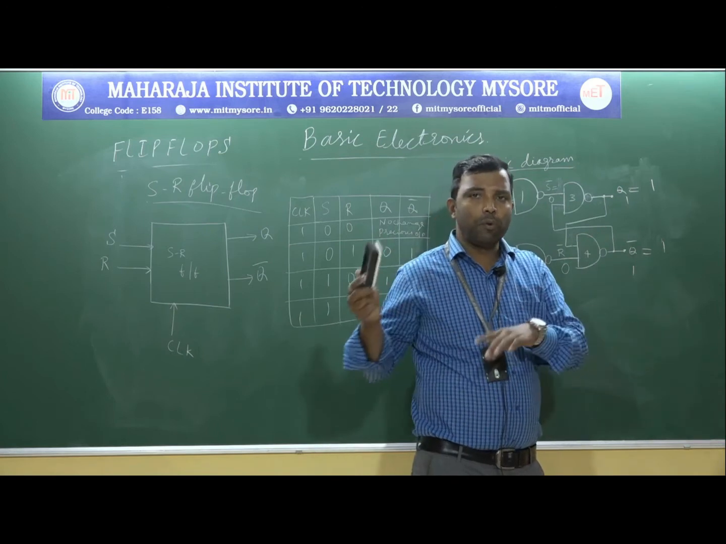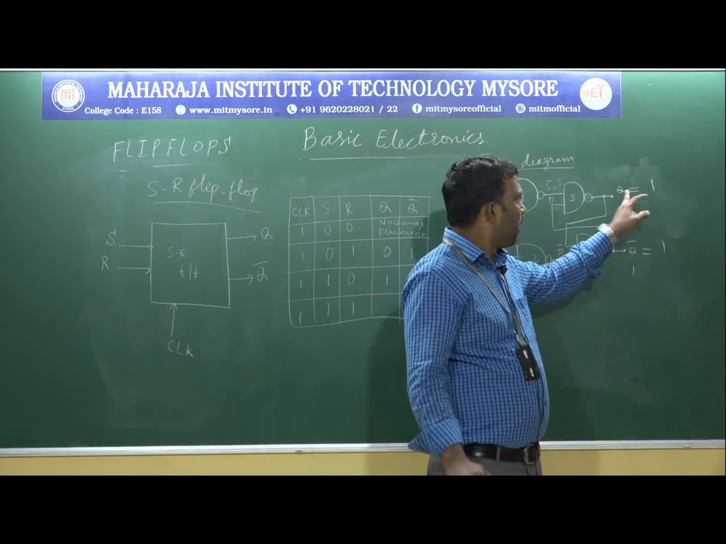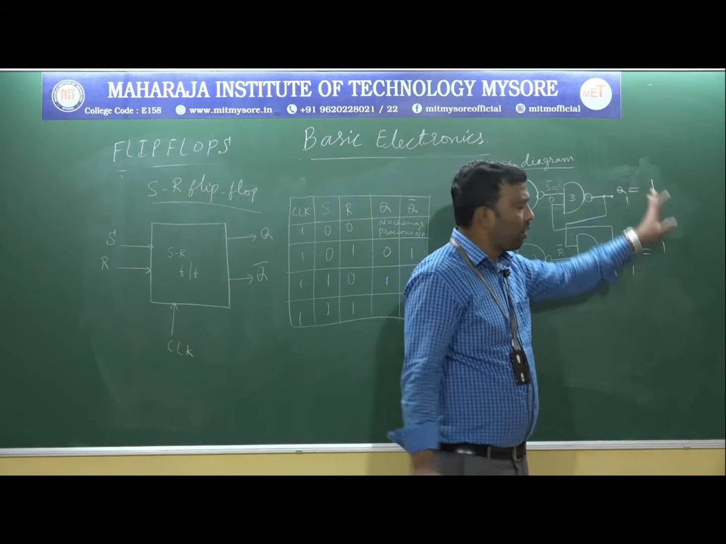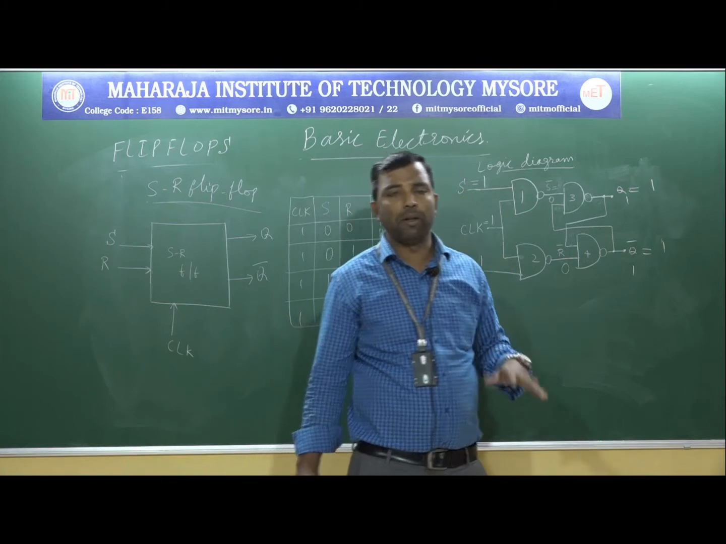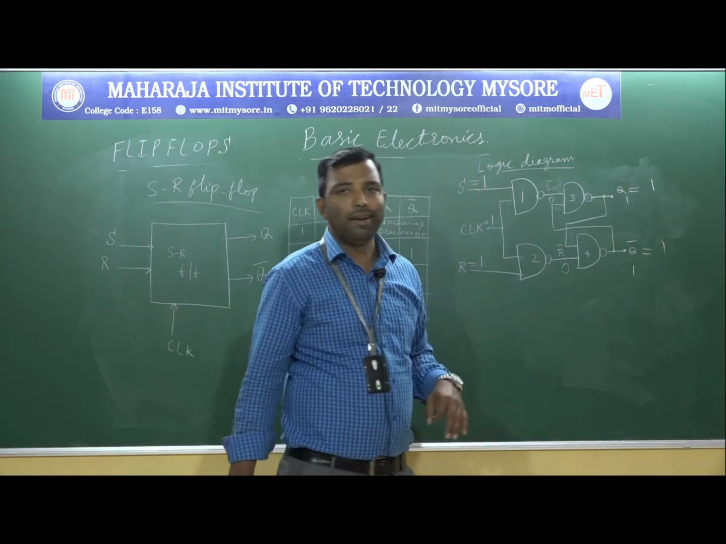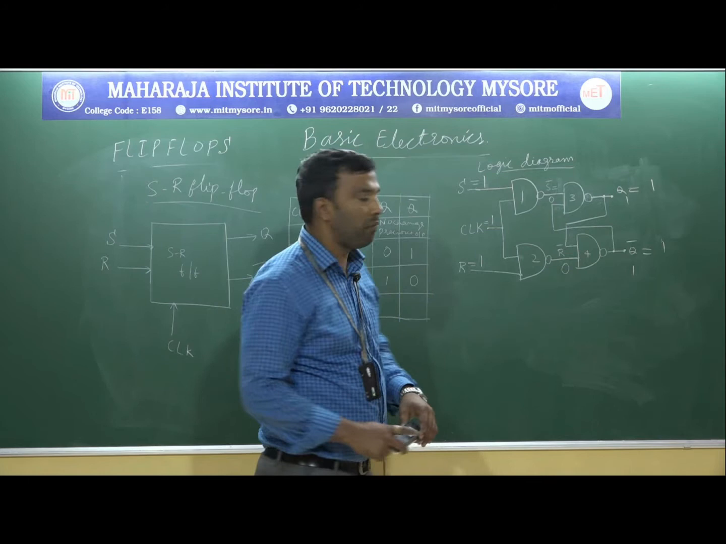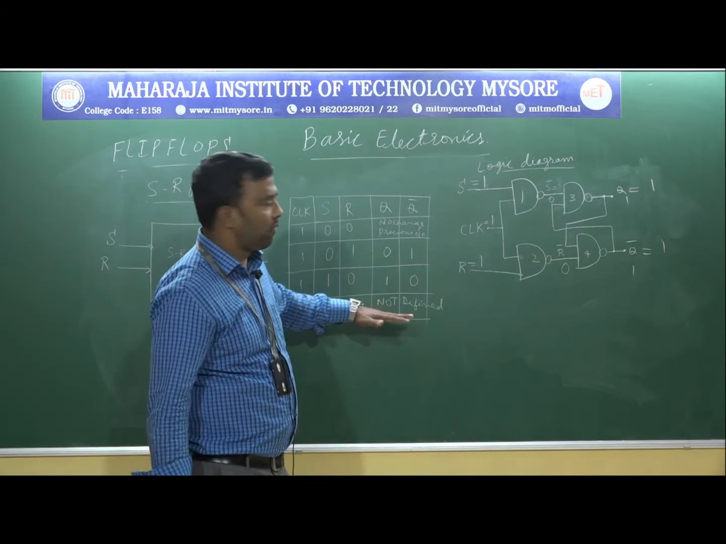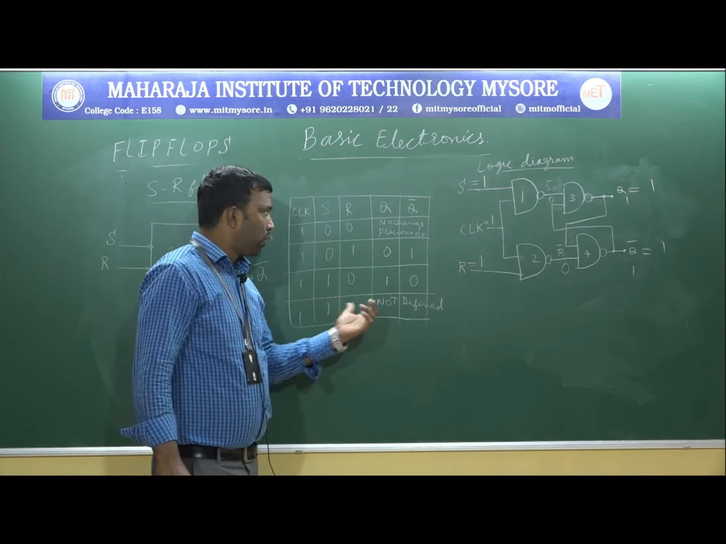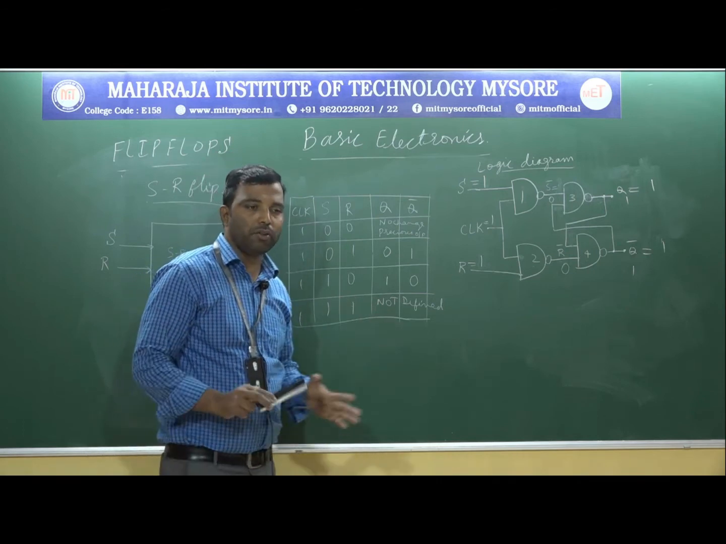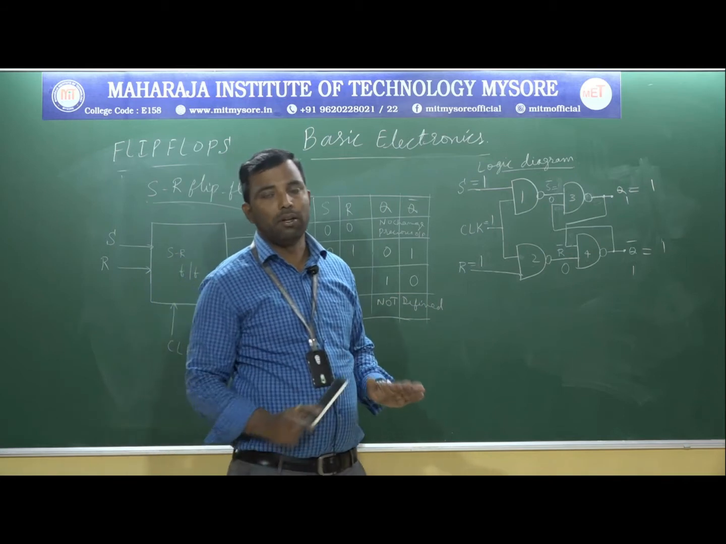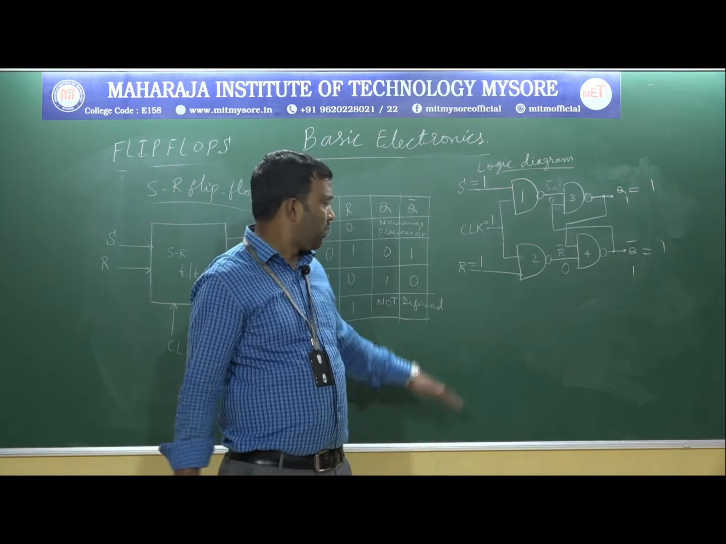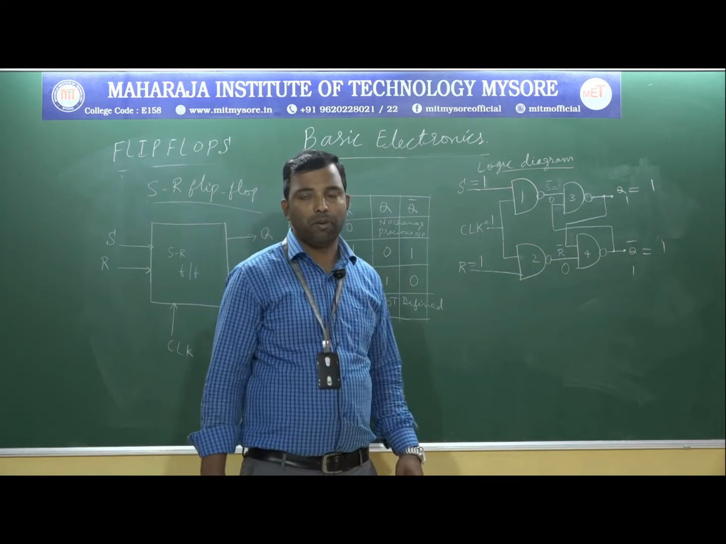Q is 1 means Q bar is its complement, and Q is 0 means Q bar is 1. That means the 1 1 condition is not at all possible. This is called the indeterminate form or not defined state. So this is the problem in the SR flip-flop: when both inputs are 1 1, Q is also 1 and Q bar is also 1. This is the indeterminate state. It is not at all possible in real-time applications. That is the drawback present in the SR flip-flop.